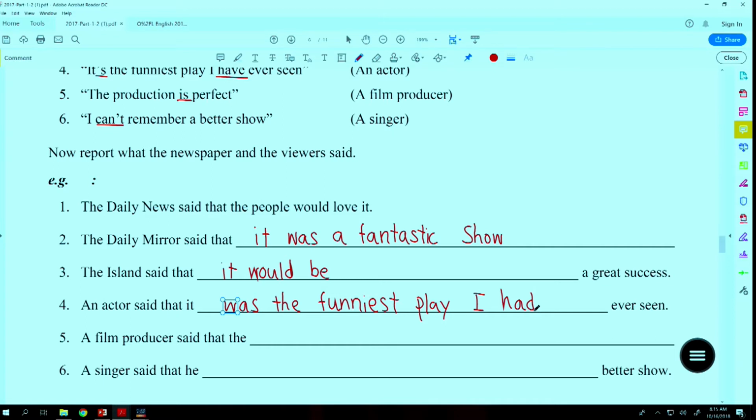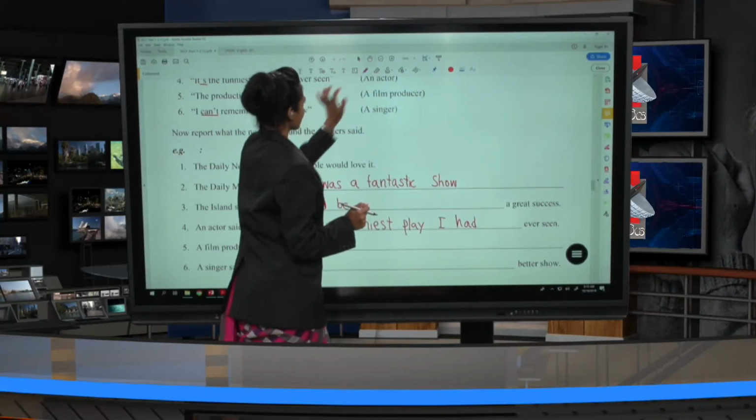It is said by a film producer. The production is perfect. Now convert this into reported speech. A film producer said that the production is worse. Yes, worse. Perfect. A film producer said that the production was perfect.